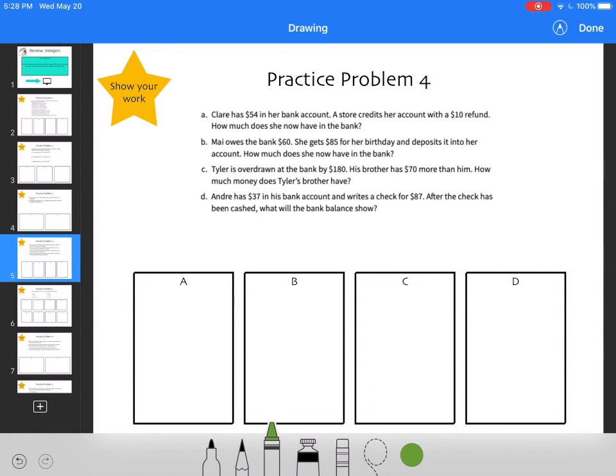Question 4, Claire had $54 in her bank account. The store credits her with a $10 refund. How much does she have now? Well, a refund is giving the money back. So 54 plus 10, so now she has $64.